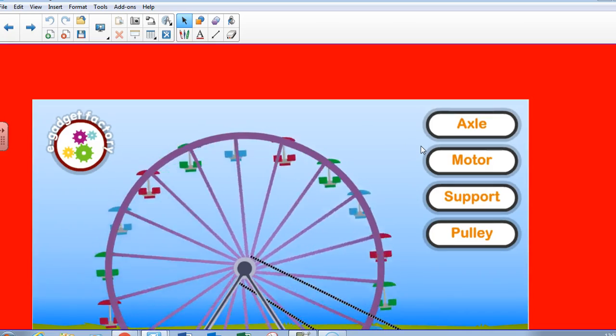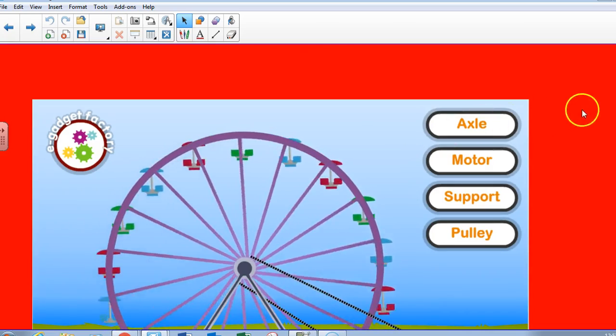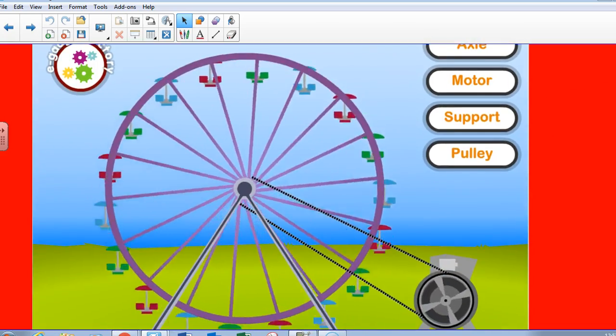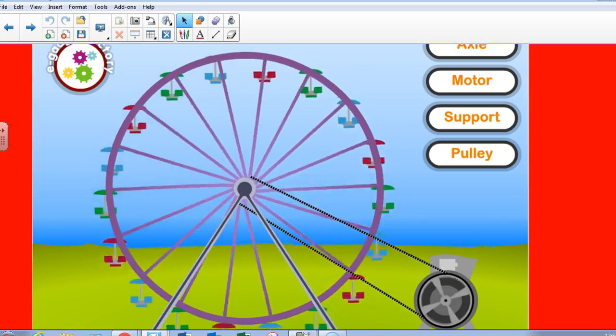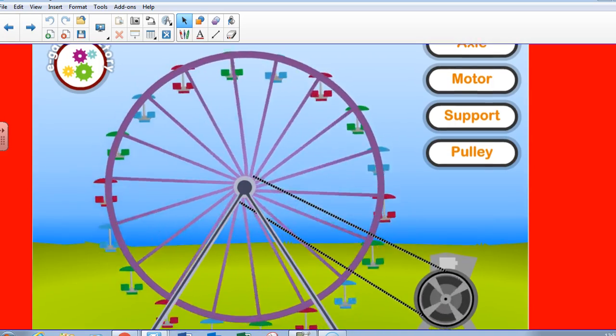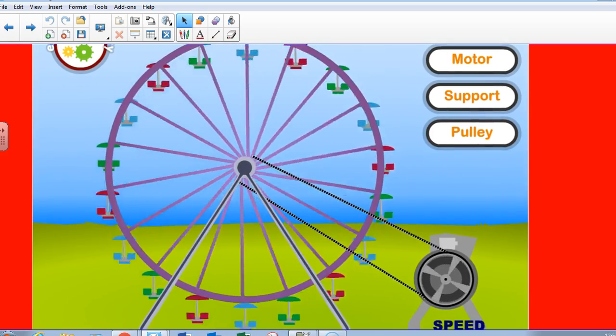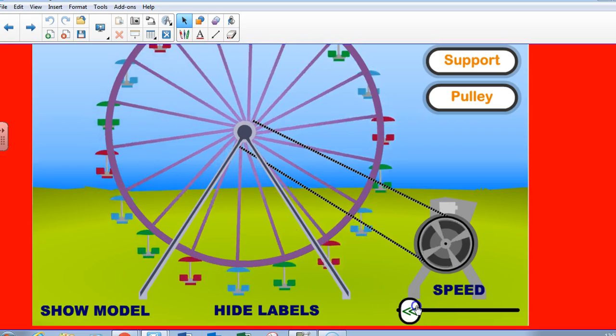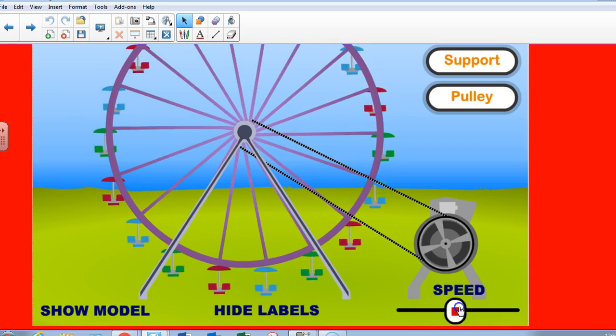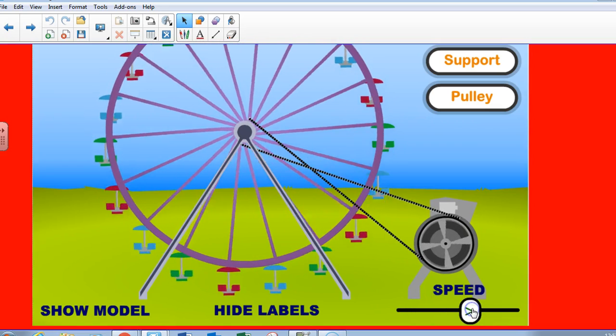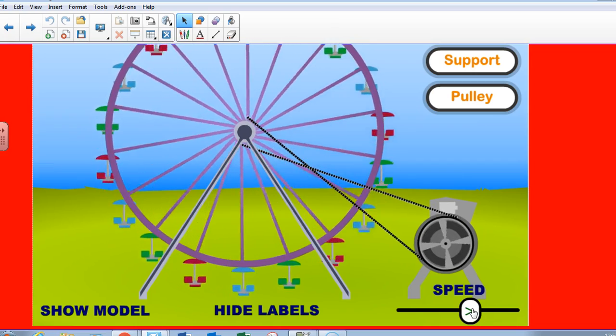Here we go. This is the first question. It's about a Ferris wheel. Has everybody ridden a Ferris wheel before? Yeah. I'm not actually sure I ever have, but I've definitely seen them. I can slow this down. I can make it go the other way, but that's as fast as it goes, I'm sorry to say. Okay.